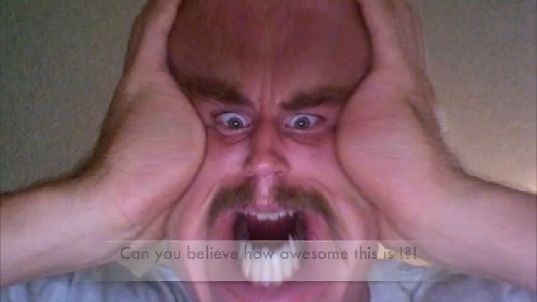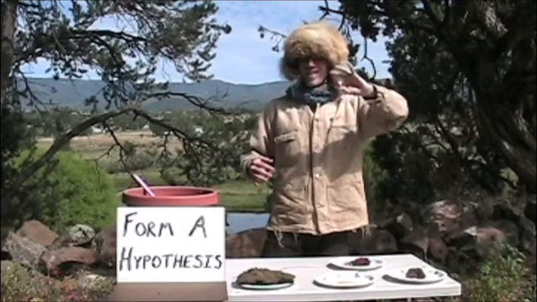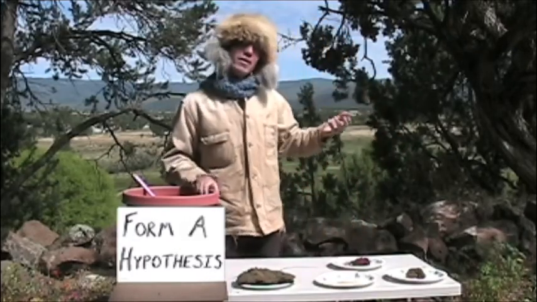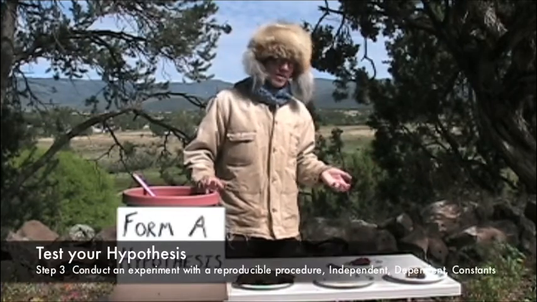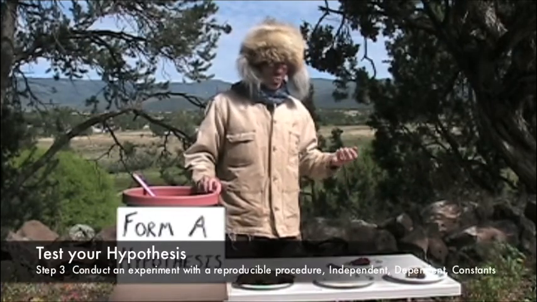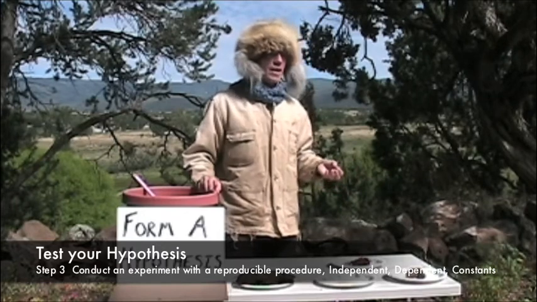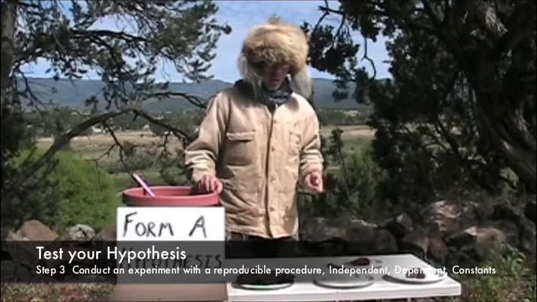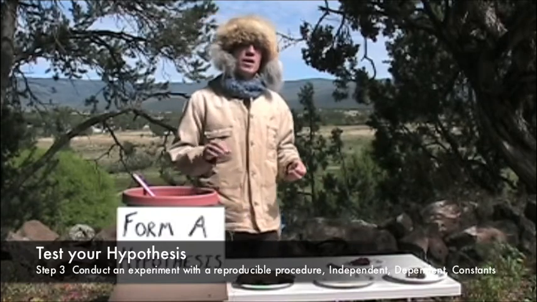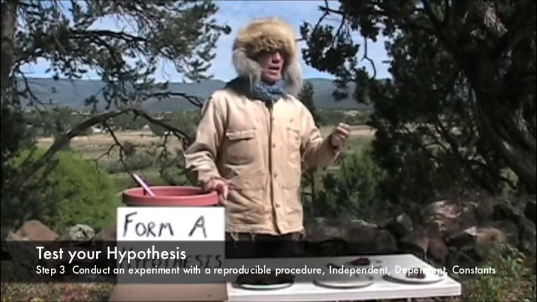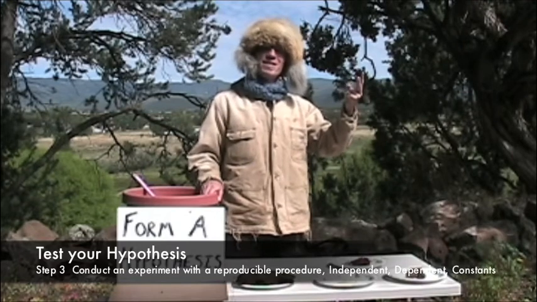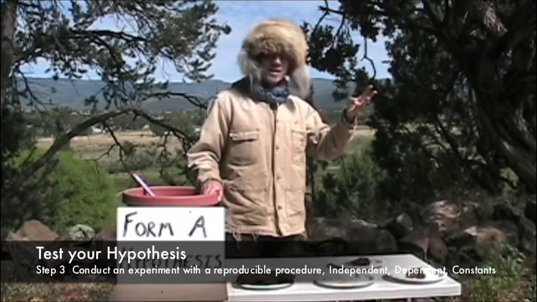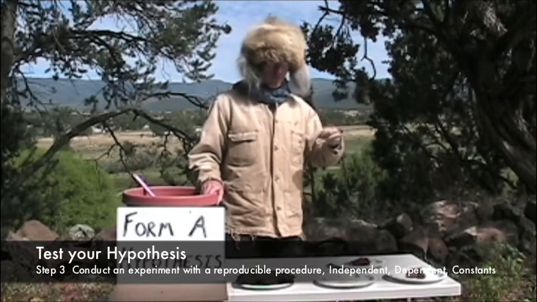So, let's see. Next, step 3. Step 3 is to test the hypothesis. So, I need to test. How do I test? I do an experiment. And I find a really good experiment. But a good experiment has to have 3 main things: an independent variable, a dependent variable, and constants.